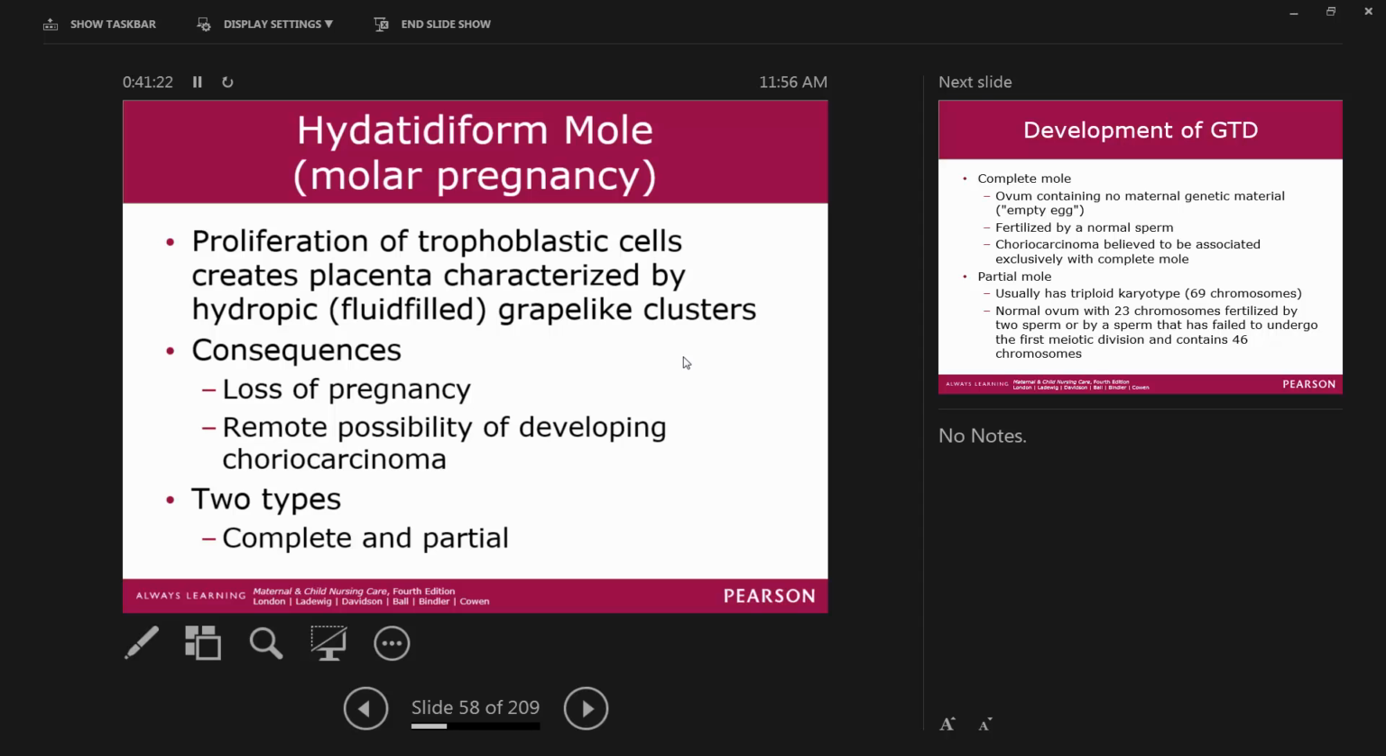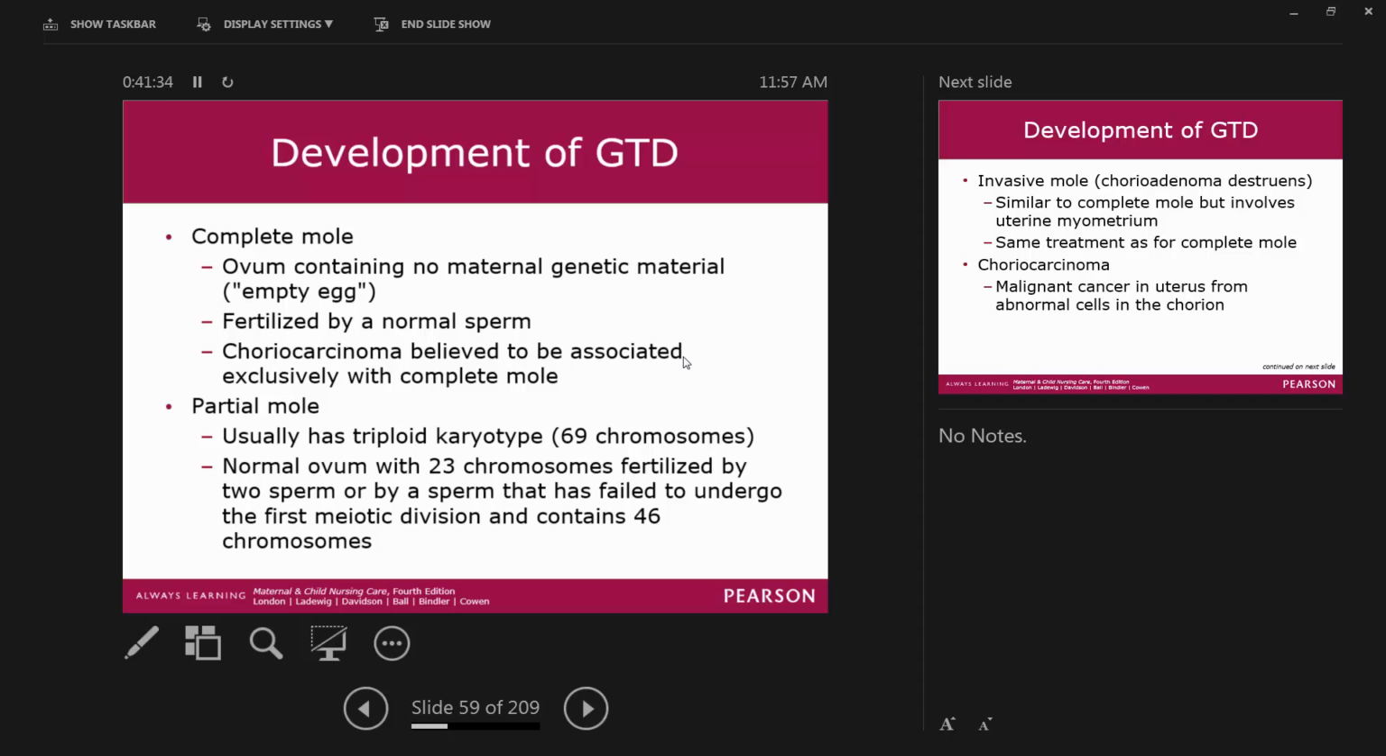So anyways, for the hydatidiform mole, or the molar pregnancy, there are 2 types. Of course, there's got to be 2 types of everything, or 4 types of everything. There's the complete or partial. So what happens with the complete is the egg is fertilized, but there's no genetic material in the egg. Okay?